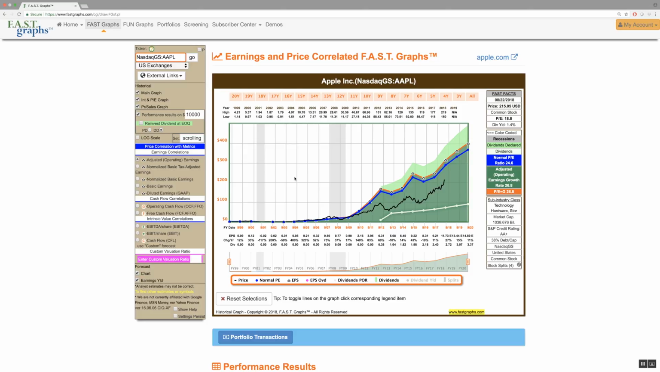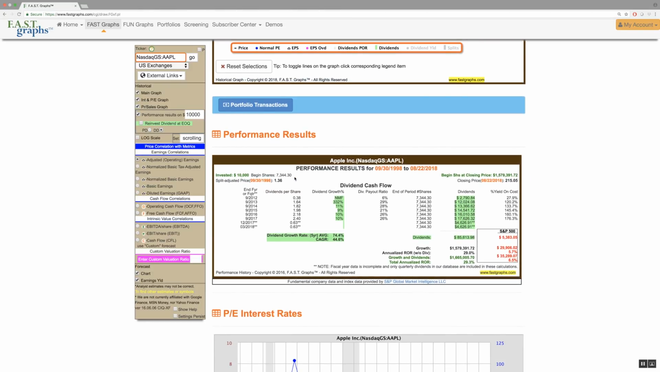Performance results give you an instant breakdown on stock performance of the company of your choosing. It is found by scrolling down below the historical graph and is calculated on the time frame of your choosing. Fast Graphs, by default, uses a $10,000 investment as a base case scenario.